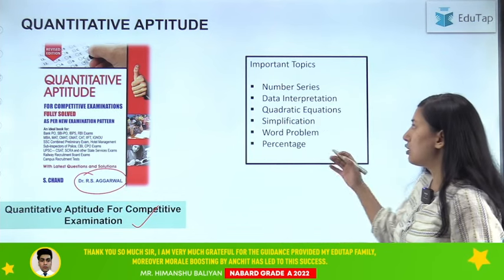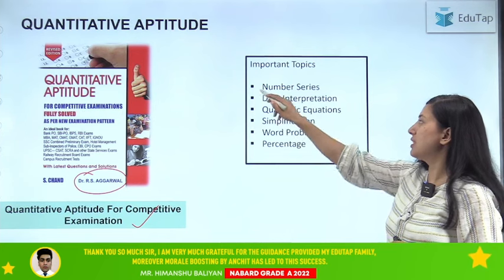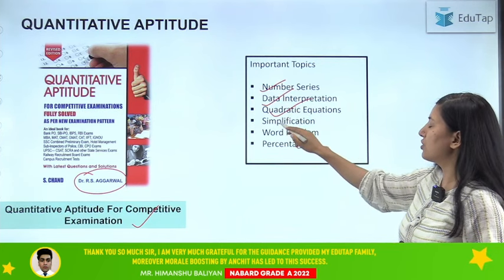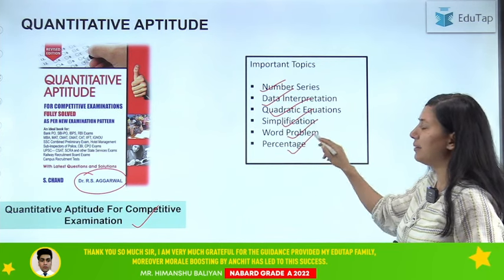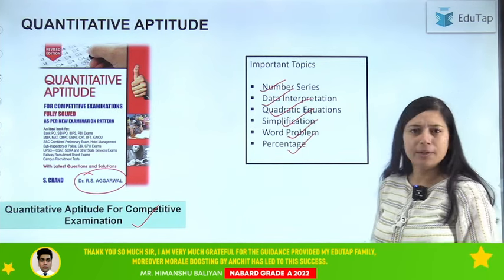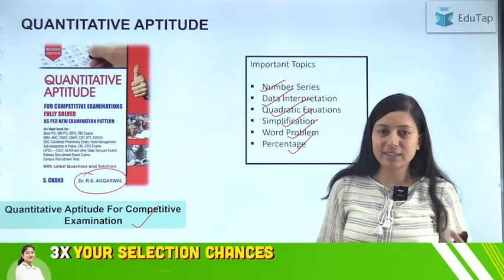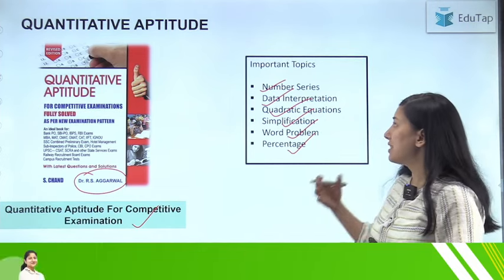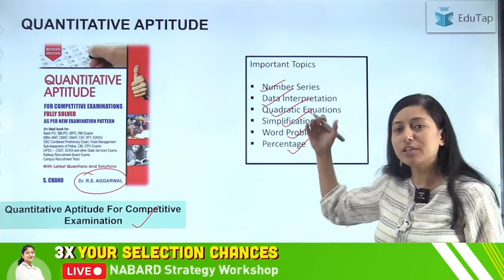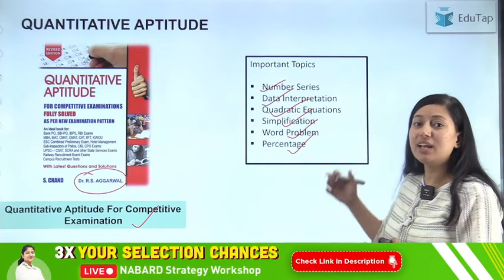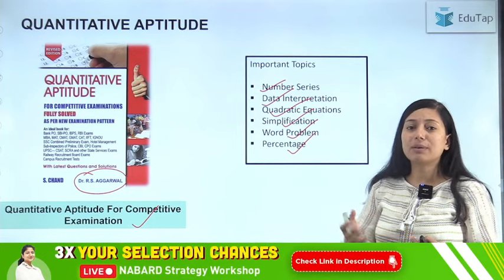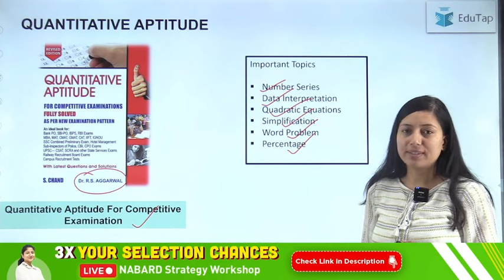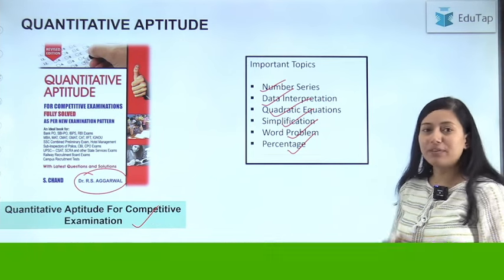And here is a list of important topics, that is number series, data interpretation, quadratic equation, simplification, word problem and percentage. So again, these are very important topics because if you see the PYQs which we have provided in the guidebook also, you will see that the number of questions from all the important topics that I am discussing here will be more as compared to the rest of the topics. Okay? So just prepare these topics very well.